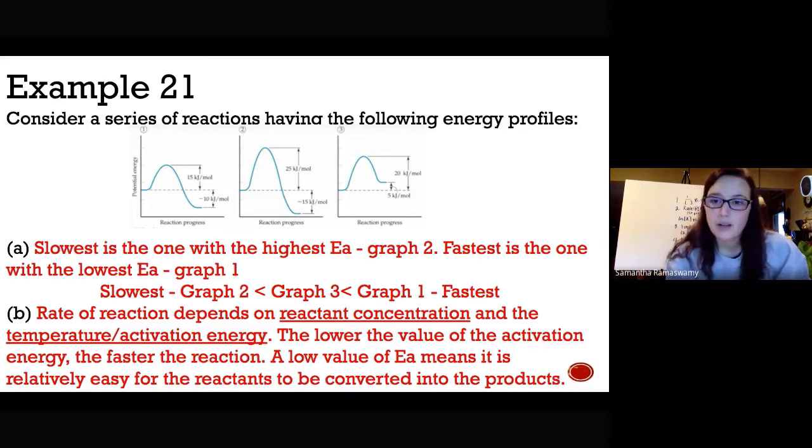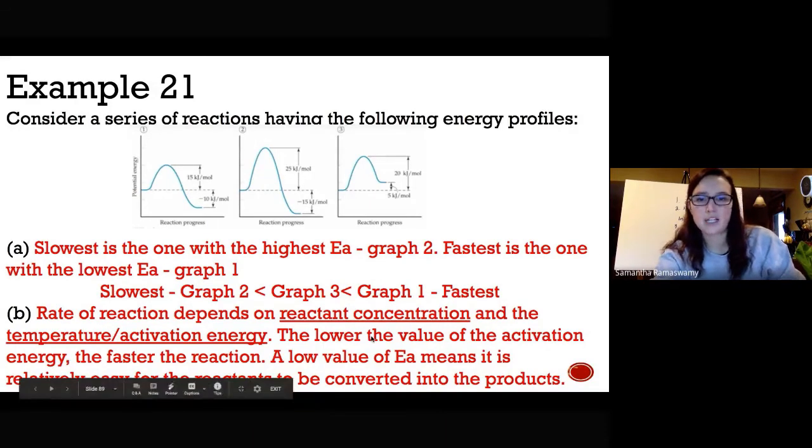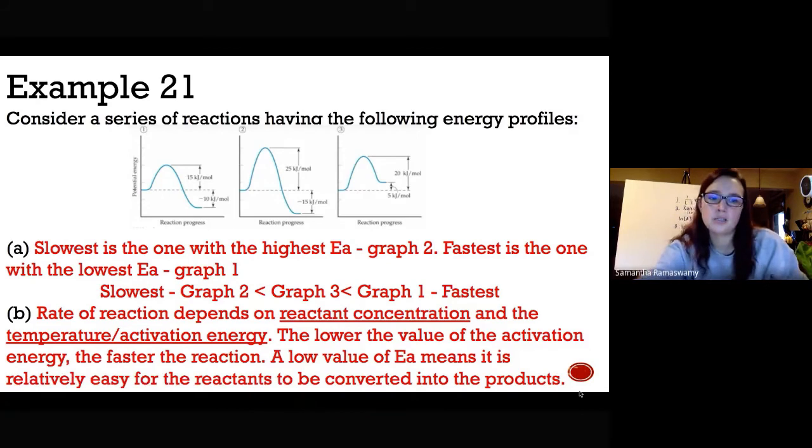The lower the value of the activation energy, the faster the reaction. So a low value of EA, like in reaction 1, a small activation energy means that it's relatively easy for reactants to convert to products. So in reaction 1, it's going to happen the fastest. So part B, rate of reaction depends on reactant concentration and the temperature/activation energy.